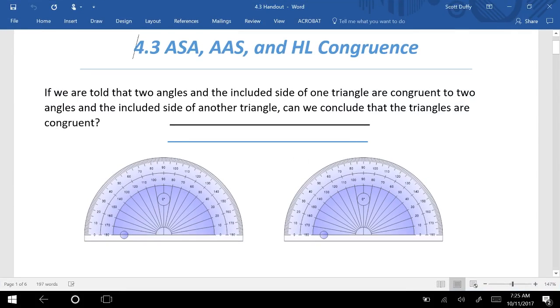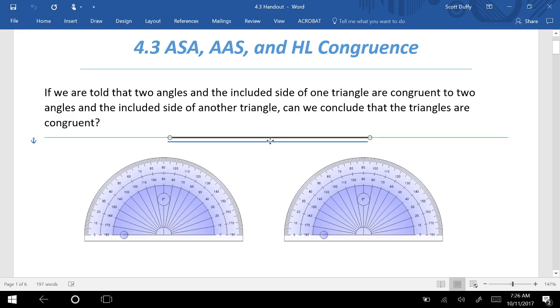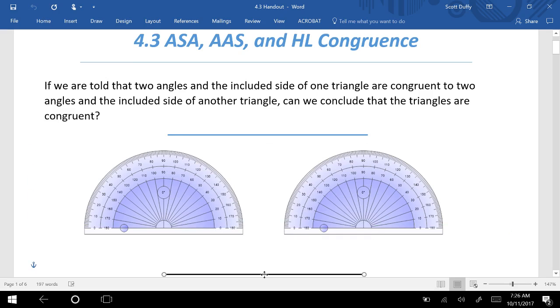Today's lesson starts off with a question. If we are told that two angles and the included side of one triangle are congruent to two angles and the included side of another triangle, can we conclude that the triangles are congruent? Well, what does that mean? It means that if we are given a side length of one triangle is equal to the side length of the other. So I'll move the black one down here.